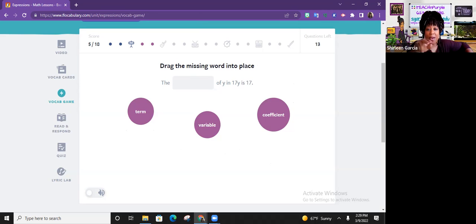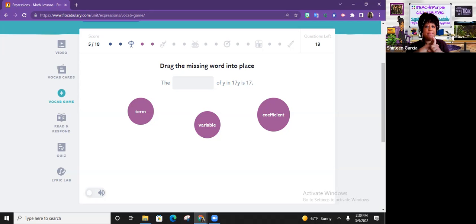The blank of y is 17y. The blank of y in 17y is 17. 17y is a term, but what is the 17 of that term? Is that a variable or the coefficient? The way it's worded is kind of weird, but they're asking you what is 17 in 17y. So 17 and y together is the term, but what is the 17? Is that the coefficient or is that the variable?